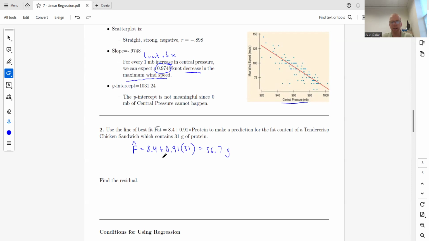All right, so find the residuals. So we need the actual data point. The actual for this is 22 grams. So the residual is observed minus predicted, or actual minus predicted, and we get negative 14.7. And in specific cases, we said at the beginning that negative residuals are just as bad as positive residuals. That's generally talking about where the line should go. So you want it in the middle, not completely below or completely above.